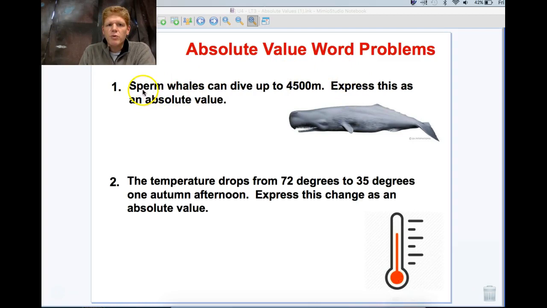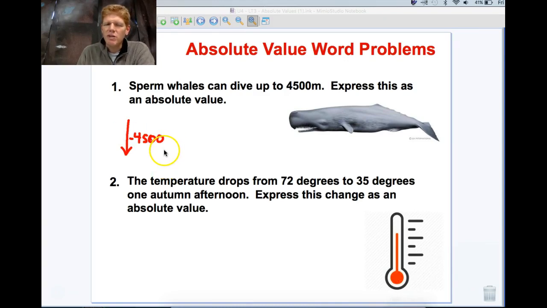All right, let's take a look at a few word problems with absolute values. Here we have number 1. Sperm whales can dive up to 4,500 meters. Express this as an absolute value. So here is our whale, creepy looking guy there. They can dive up to 4,500 meters. So we want to think of that as an absolute value. Yes, the whale is going down 4,500 meters. So if we want to think about it, that's really negative 4,500 meters.